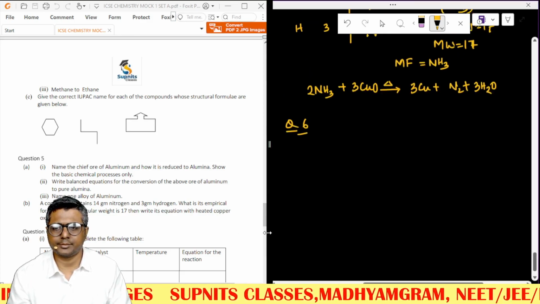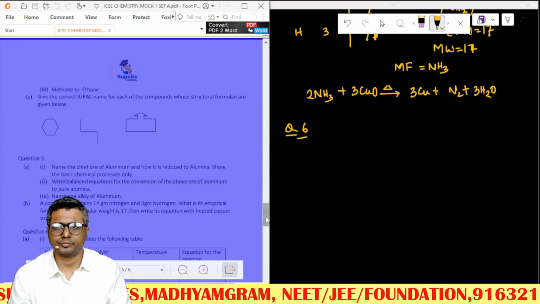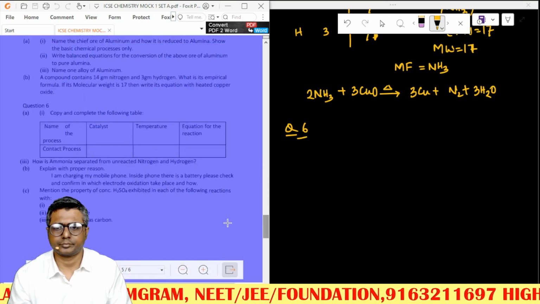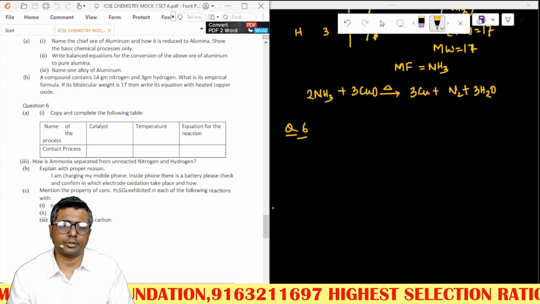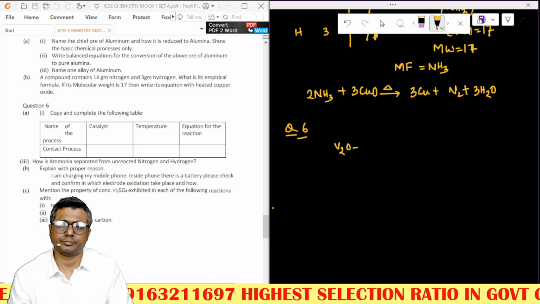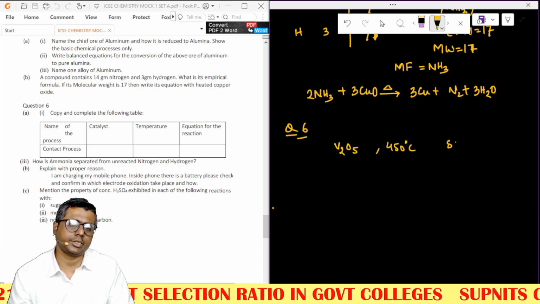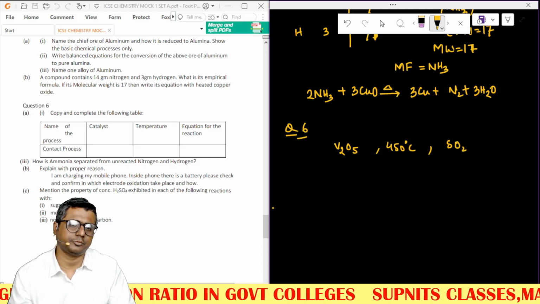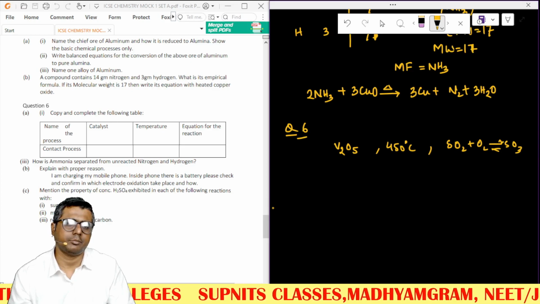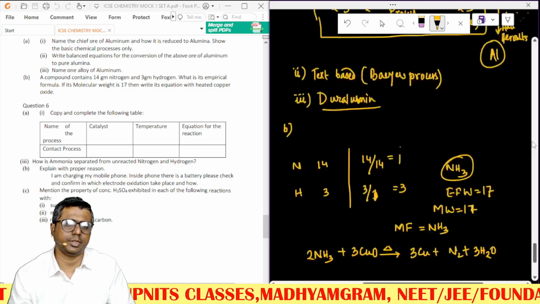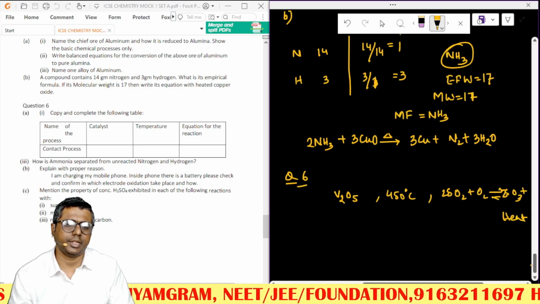Question number 6 has been asked to copy and complete the following table. Contact process, what is the catalyst for the contact process? V2O5. Temperature 450 degrees Celsius. The basic equation for the reaction is asked. So SO2 plus O2, reversible process, SO3, balance this, plus heat. It is an exothermic reaction.